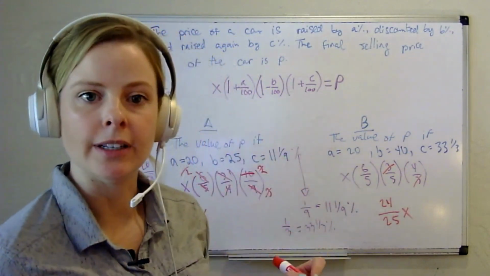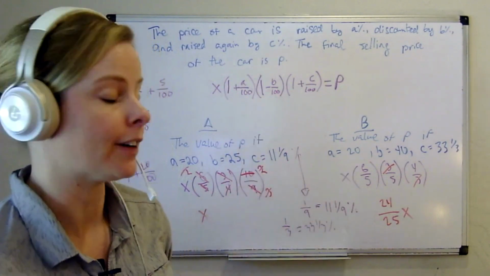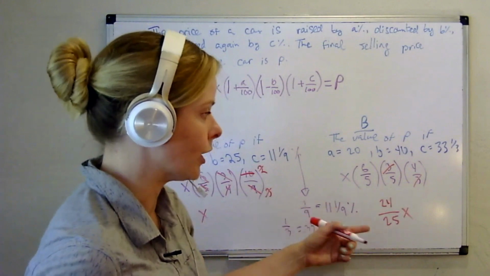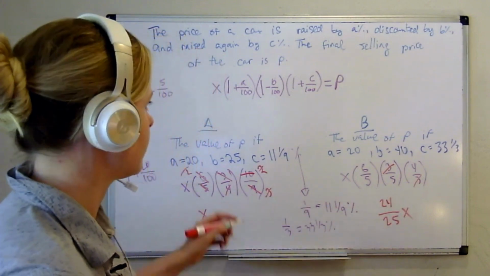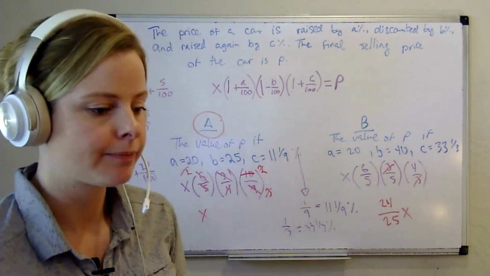We know that x is going to be some positive value, right, because we're dealing with prices, so they're not going to sell you a car for negative dollars. So a full x is going to be more than this not quite full x, which means that A is going to be the bigger of my two quantities.